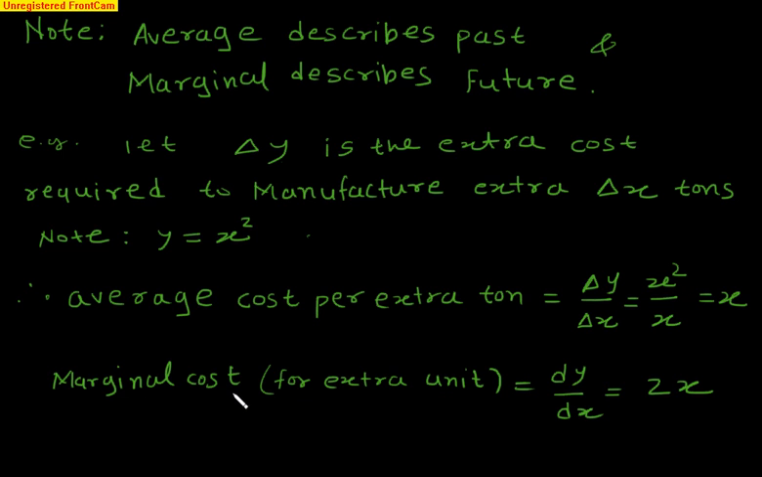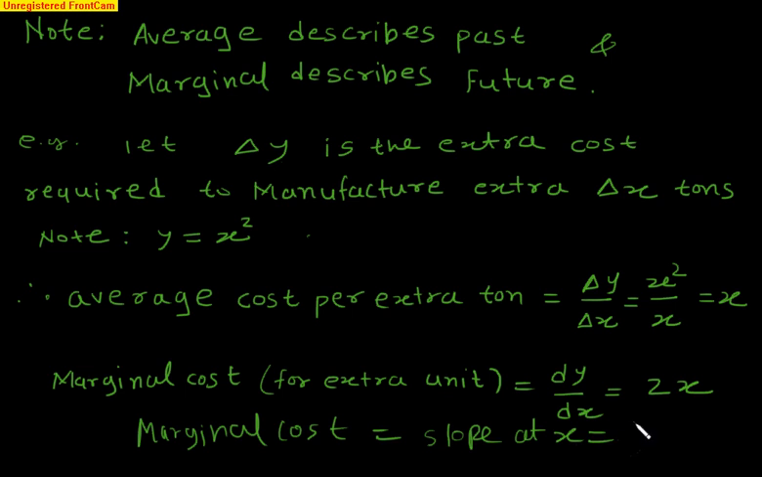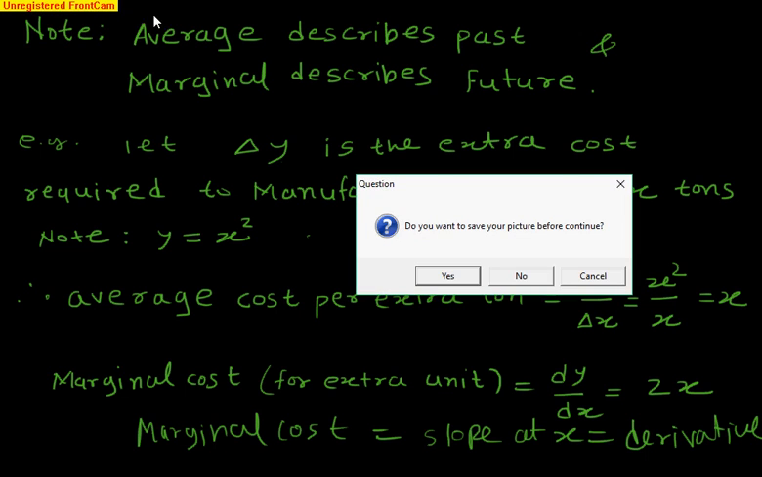Now if you want to find out the marginal cost, which is nothing but a slope at an exact x quantity, it is 2x. dy by dx is nothing but 2x. Marginal cost is nothing but slope at x or derivative. Marginal cost is clear to you, I think.